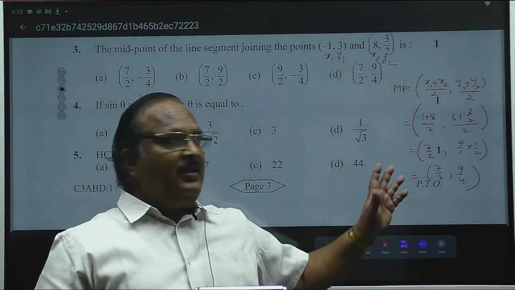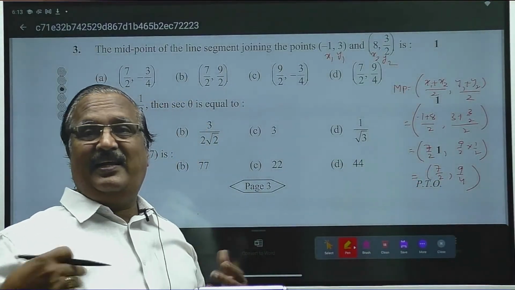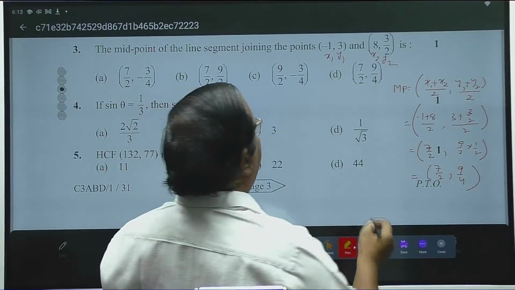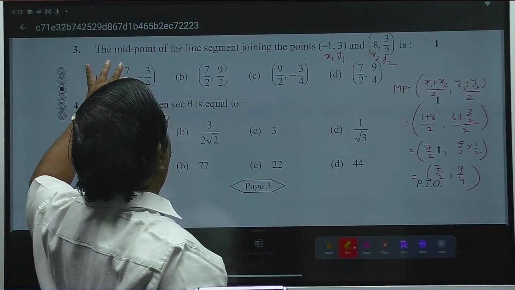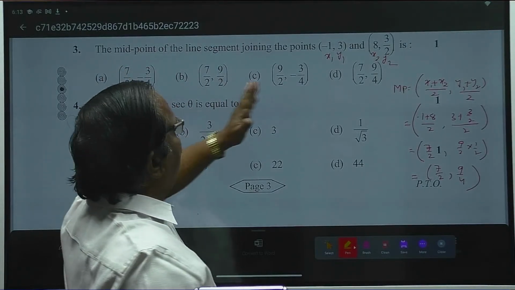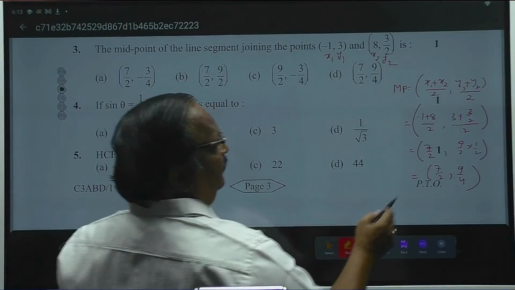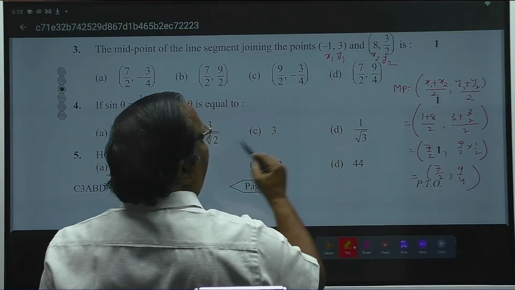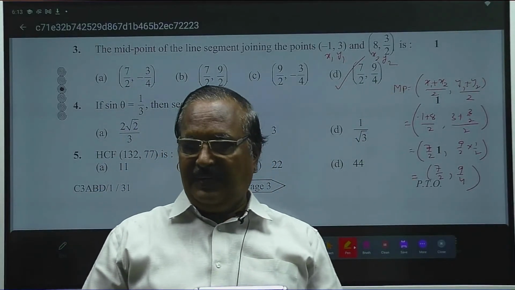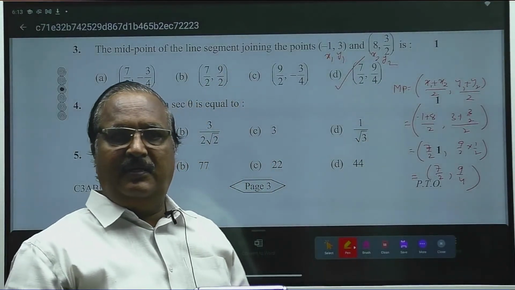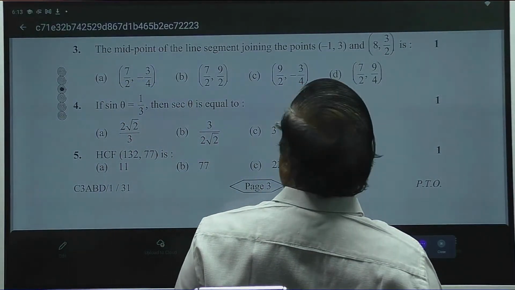So once and for all, do it nicely so that you will get the answer directly. See, all are confusing answers only. 7 by 2 is there in options 1, 2 and 3. So if you don't write this, 9 by 2 will go. That's why this is the correct answer. You have to be very careful about this. Now let us go to another question.